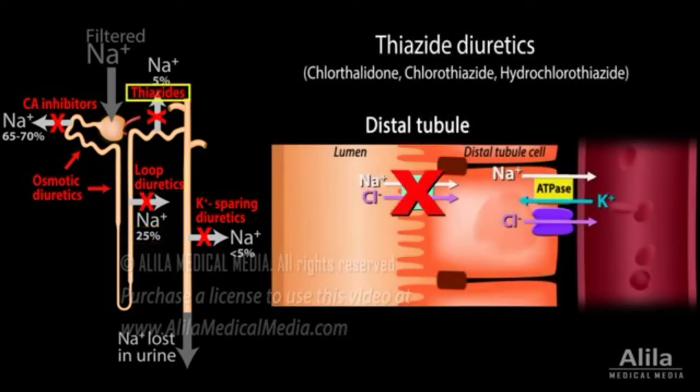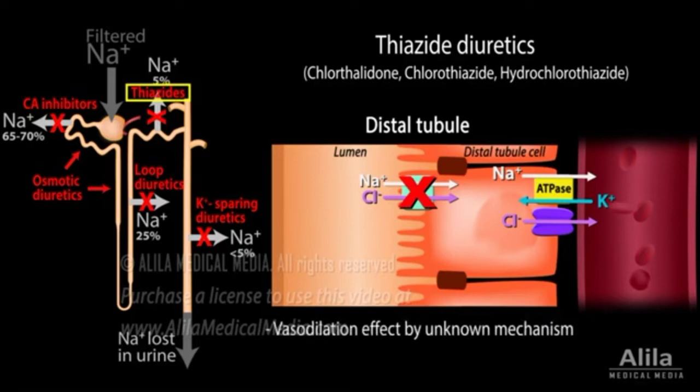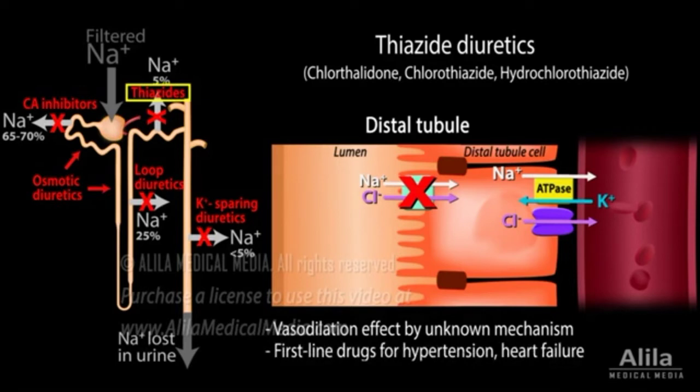Thiazide diuretics inhibit the sodium-chloride cotransporter in the distal tubule, which reabsorbs about 5% of the sodium load, and are not as powerful as loop diuretics. However, thiazides also have a vasodilation effect by a still poorly understood mechanism. Thiazides are first-line drugs for uncomplicated hypertension and most effective for heart failure prevention.